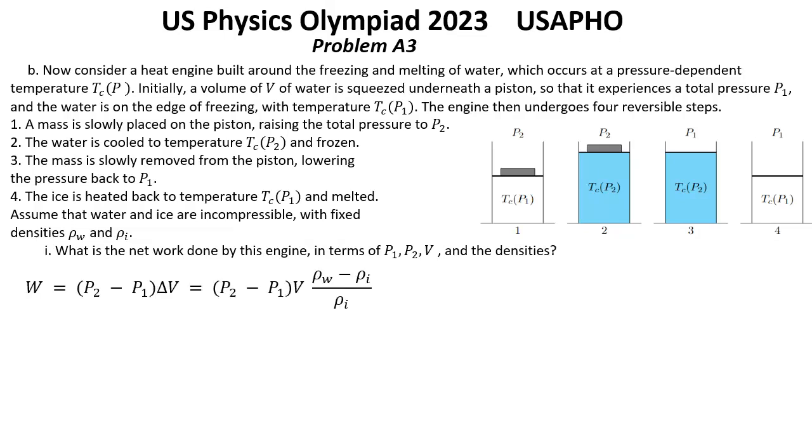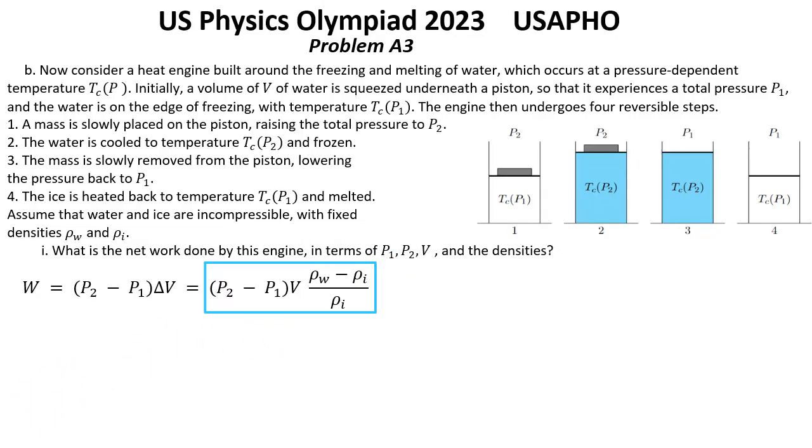pressure difference, which is P2 minus P1, multiplied by delta V. So that's processes 2 and 4. So using expressions for delta V through V, ρW and ρI, we can get this expression for work. That was the solution for the first question from part B.